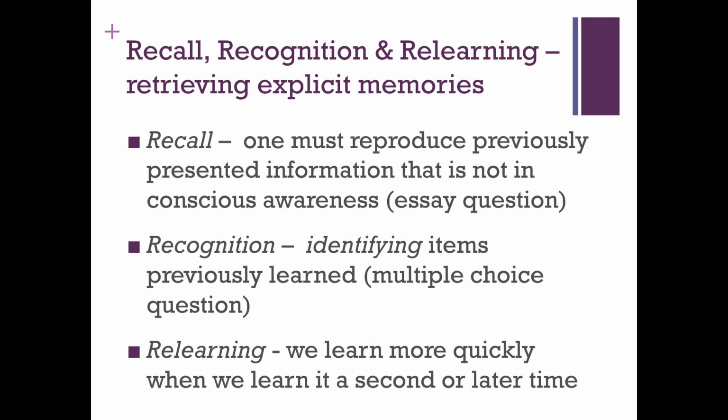Relearning means that we learn more quickly when we learn something a second time or a later time. So for example, I've taught you priming at several points throughout the course of the year. It should be easier for you to learn it now in the context of retrieving implicit memories than it was the first time that you learned it. Your retrieval should be easier now that you've learned it several times.